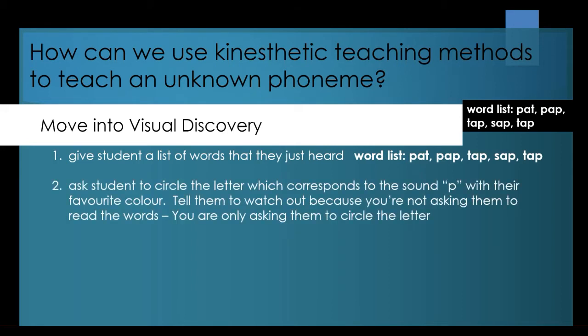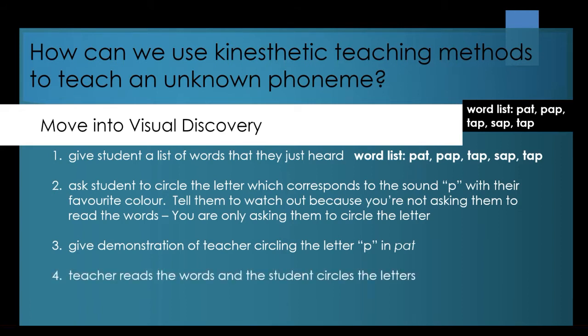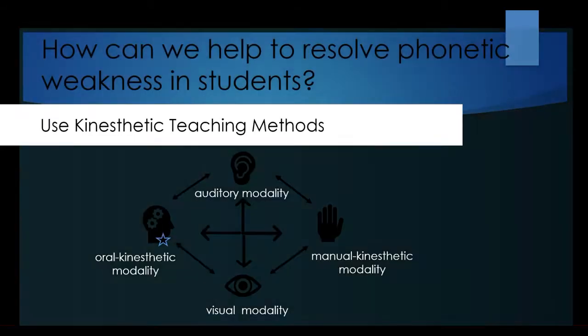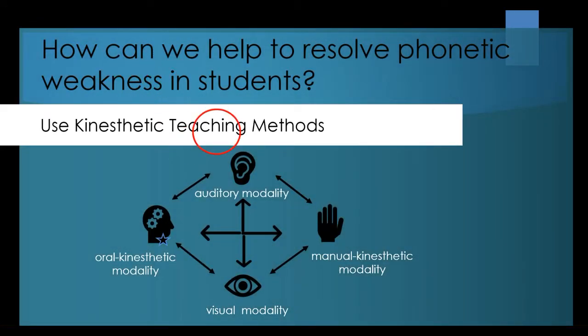And I ask the student to circle the letter that corresponds to the P sound with their favorite color. Tell them to watch out because you are not asking them to read the words. They are only to circle the letter. If the student needs, you could give a demonstration by circling the P in the first letter of Pat. And then as the student circles the letter, the teacher reads the word. And that's it.